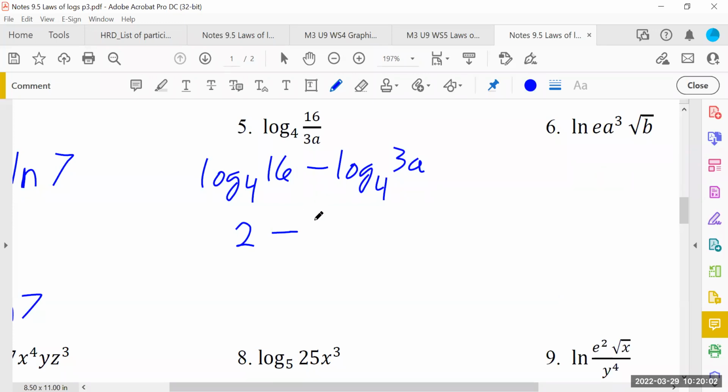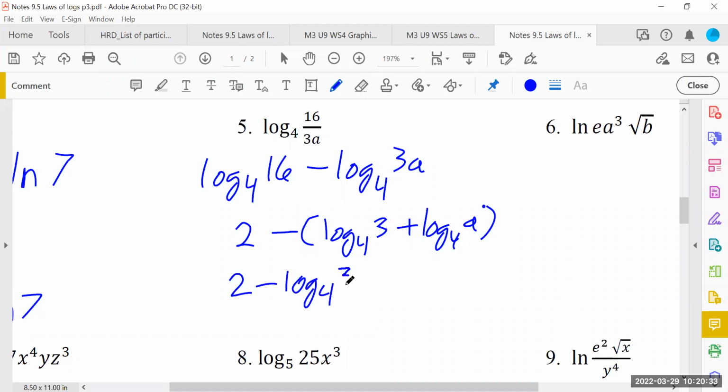But right now, that whole thing is being subtracted. So if I want to split this, I'm going to make it log base 4 of 3 plus log base 4 of a, but it has to be in parentheses with the negative out in front because I'm subtracting the whole thing. That didn't close the parenthesis. There we go. Does everybody see what's happening there? That subtraction still has to apply to both of those logs. I can distribute that negative in: 2 minus log base 4 of 3 minus log base 4 of a.